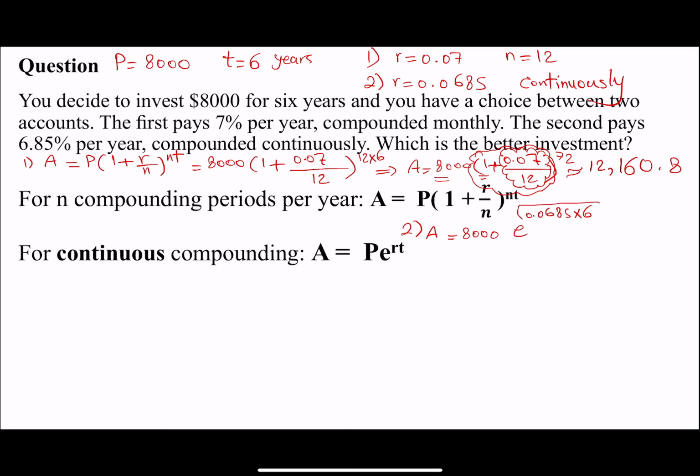First of all, you have to calculate this power. 0.0685 times 6. Whatever the result is, then you calculate e to that power. Make sure that you can calculate e to the power of a number on your calculator. So here it is 8,000 times e to the power of 0.411. Whatever the result of this product is, you calculate e to that result, to the power of that result.